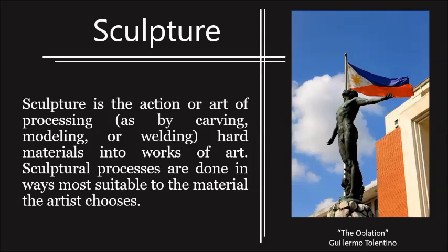So one of the famous sculpture here in the Philippines is the Oblation, designed and created by Guillermo Tolentino. The Oblation is a concrete statue by Filipino artist Guillermo Tolentino, which serves as the iconic symbol of the University of the Philippines. It depicts a man facing upward with arms outstretched, symbolizing selfless offering of oneself to his country.